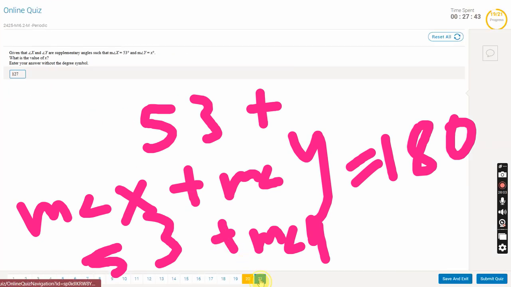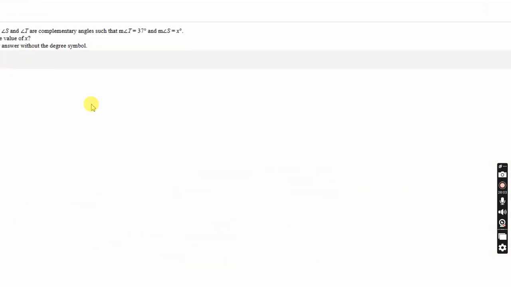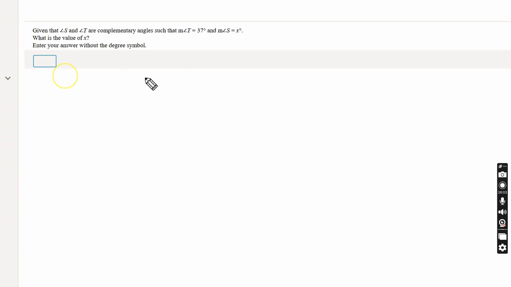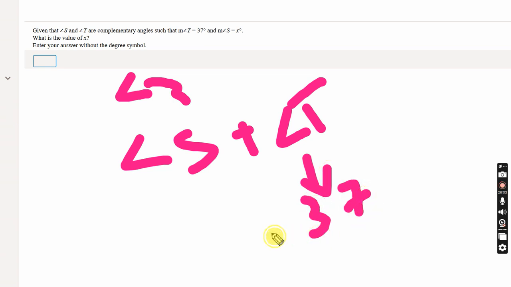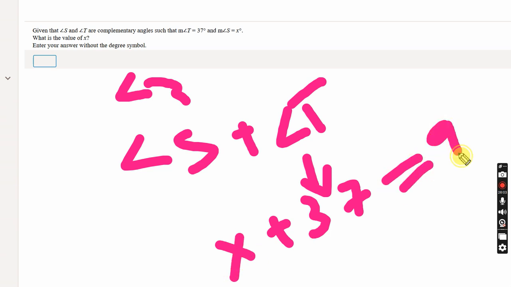Okay, let's go to the next one. The last question of this quiz is measure angle S and T. They're both complementary. What does complementary mean? That means that they add up to 90. So replace T with 37, and measure angle S is x, equal to 90. 90 minus 37 and you'll get measure angle S. So 90 minus 37, you get 53.